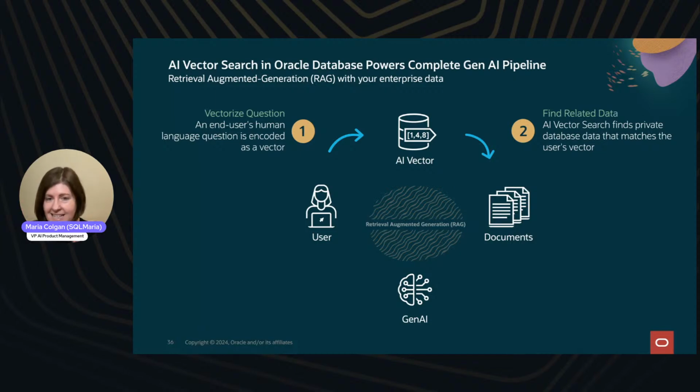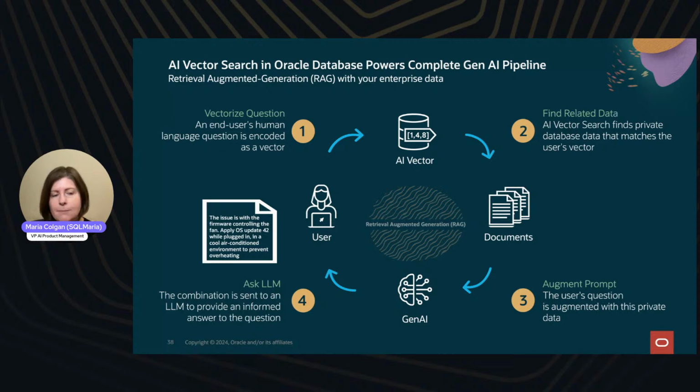And then I can combine that information along with the user's question and send that augmented prompt to the large language model, so that it has access to private data that I don't want to share with the large language model provider, but I do want to give the large language model so it can help answer this particular question. So I add that along with the user's question, I send it off to the LLM, who can then send back a very informed recommendation to that end user. And in this case, it's going to tell the end user that, hey, guess what? There's a known firmware issue with the fan that's on your laptop.